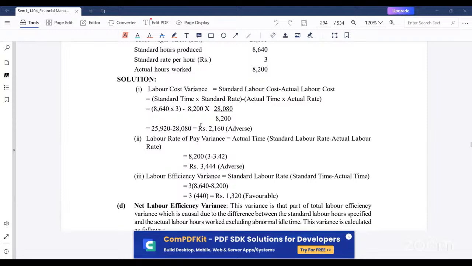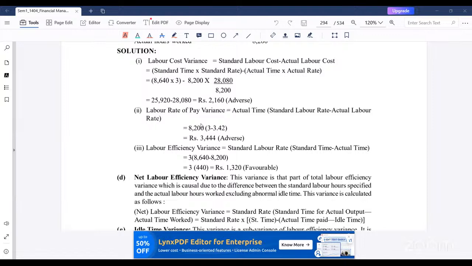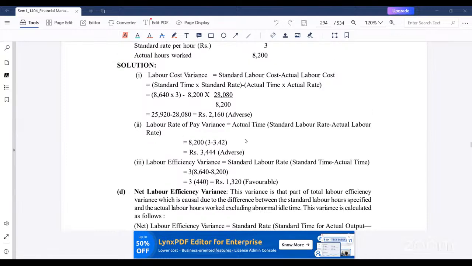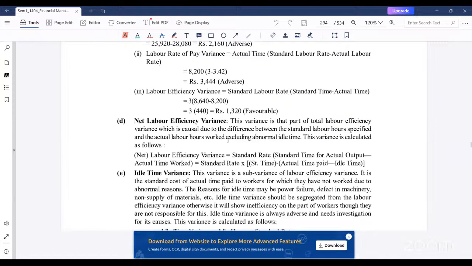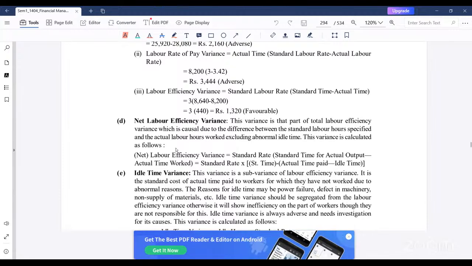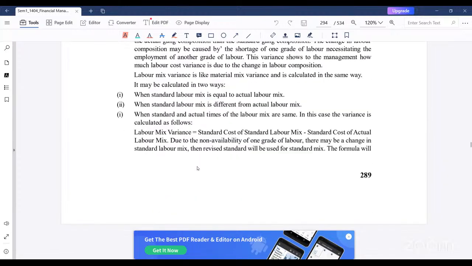Next we have labor efficiency variance. Whenever we talk about efficiency, we consider time as the base, and we do it with the standard labor rate. So your standard rate is 3 rupees, and the time taken is 8,640 hours as standard, whereas actual is 8,200 only. Very little time they have taken. So here we get favorable: 3 rupees into 440, 1,320 is the favorable. So this is how we do labor cost variance, labor rate variance and labor efficiency variance.